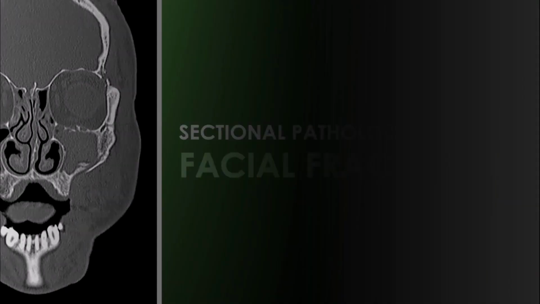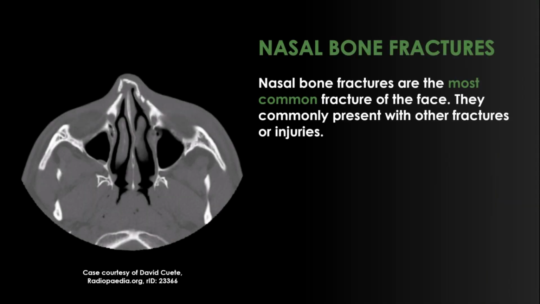We'll start with nasal fractures. Nasal bone fractures are the most common fracture of the face. They commonly present with other fractures or injuries. In this patient, we can see multiple nasal fractures. There are fractures on both sides of the nasal bridge, but the nasal septum is intact. This could be considered a comminuted fracture because there are numerous bone fragments.